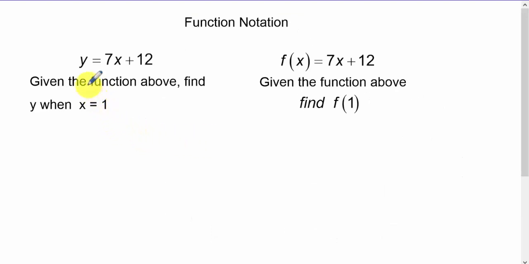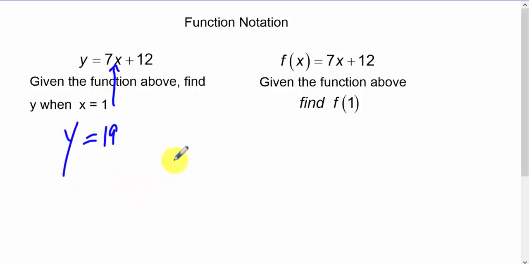Function notation. So back in Algebra 1, everything looked like this. y equals 7x plus 12. And they say, given this function above, find y when x equals 1. And you just took that 1 and shoved it right into that x value, and you said, well, hey, that's just 19 is equal to y.